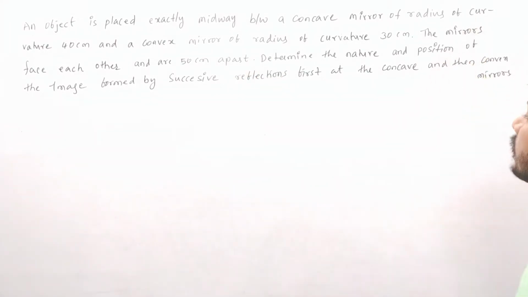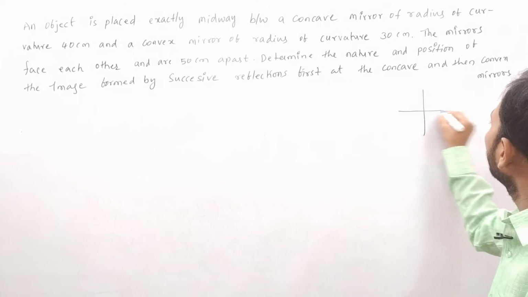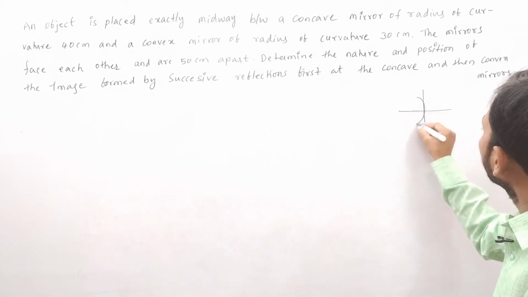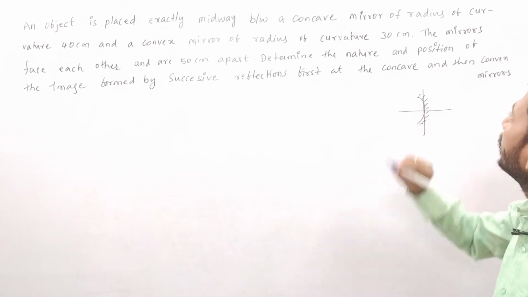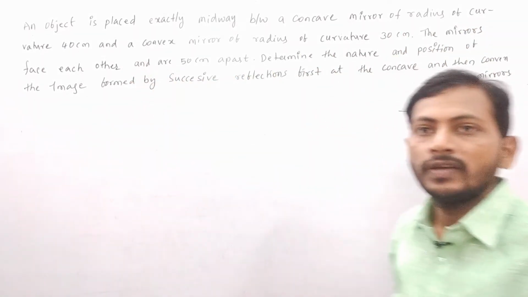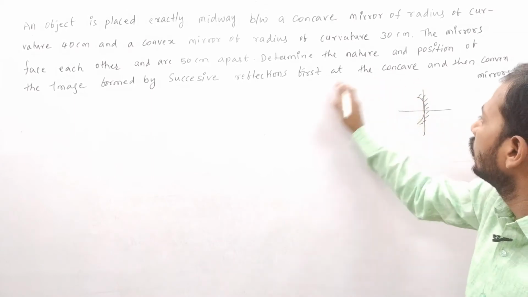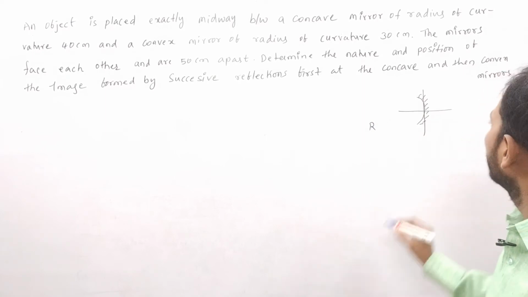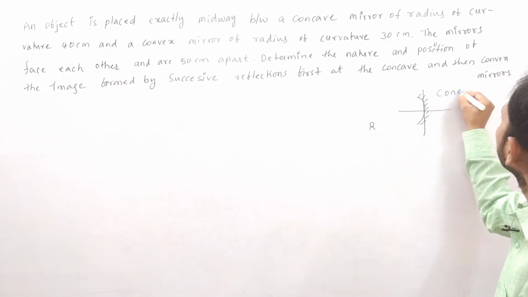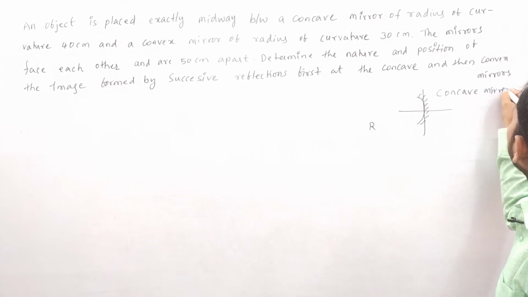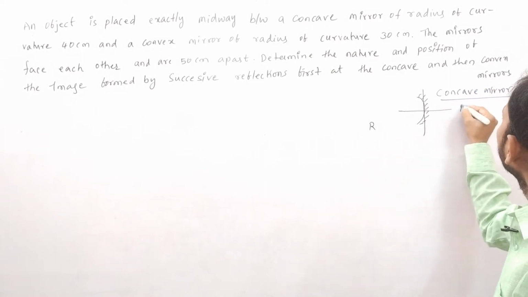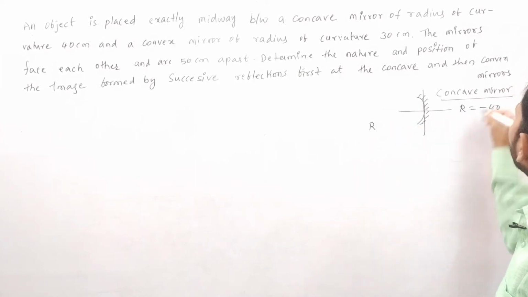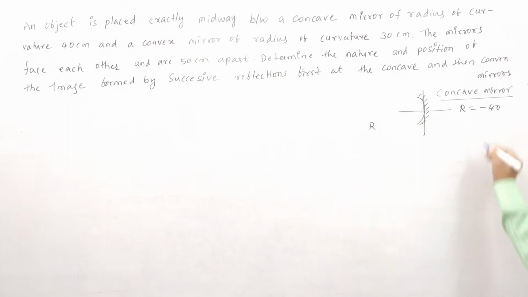About the concave mirror, I am drawing the diagram first. Sir, concave mirror means the colored side is outside, because you want to decide the radius of curvature. If you imagine the sphere, you are going to get the radius on the left side. Then I am going to write here, this is for the concave mirror. For the concave mirror, radius equals minus 40 centimeter. Then focal length equals minus 20 centimeter.